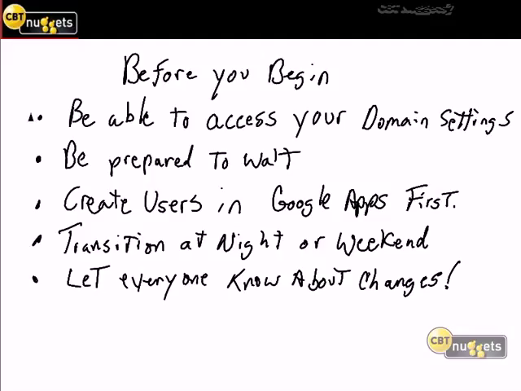Now, before you even get started getting set up with Google Apps, the one thing you do want to be able to do, because you're going to be required to do it throughout this process, is be able to access your domain settings, whether you're going through your host or whether you actually have your own internet presence and you're doing this internally. Make sure you can access the domain settings. Be prepared to wait. It can take up to 48 hours for MX records to change over when you do your CNAMEs and to verify things, so there might be some little bit of downtime there, so just be aware of that.